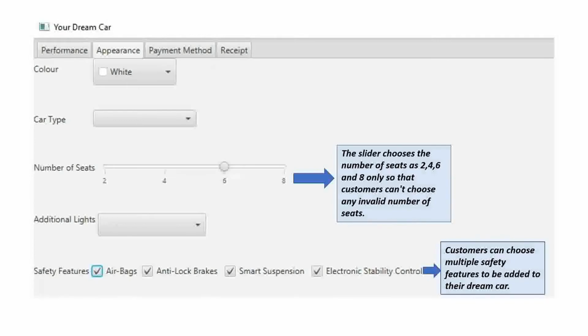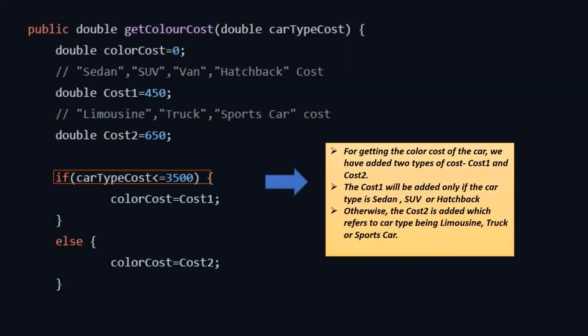want. So let's have a look at how we calculated the color cost. Firstly, we divided them into 2 sections, so the sedan, SUV, van, or hatchback will have the same price added to their total. The other types, however, will have another cost.